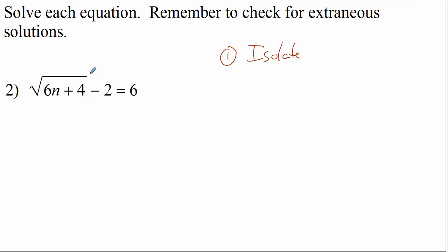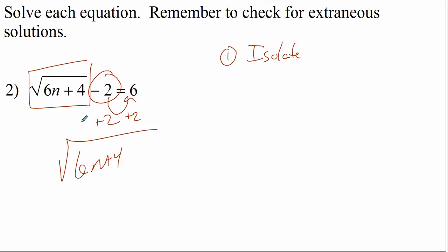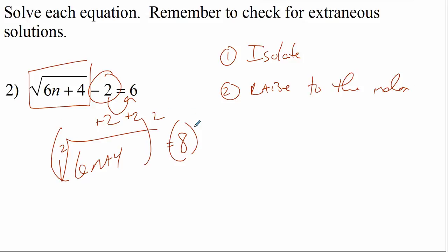Isolate. Well, what is in the root? That is the root. I want this to be over here. So I got to add 2, add 2. So I have the square root then, right there, of 6n plus 4 equals 8. The index, remember the second step is raise to the index. What is the index? The index is 2, so I'm going to raise both sides to 2.